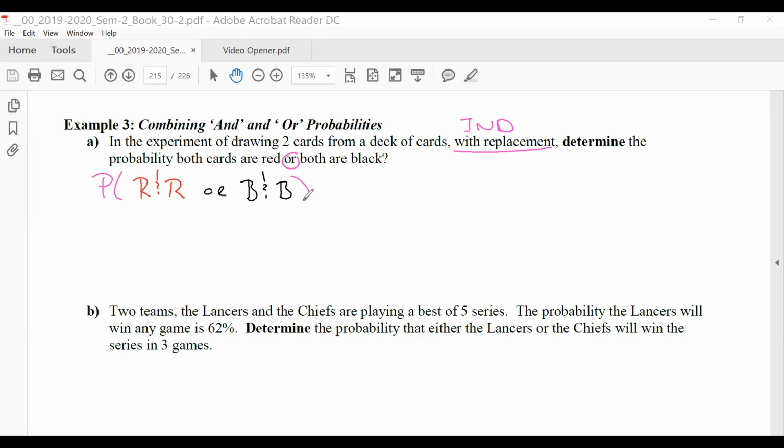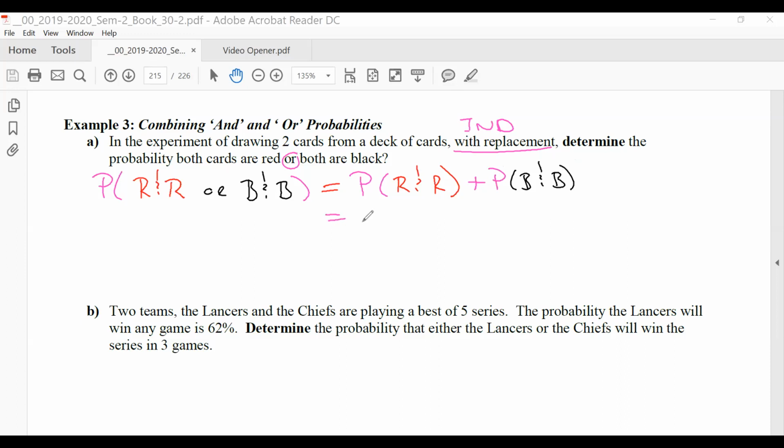All right. Well, these are also mutually exclusive events, aren't they? So since they're mutually exclusive, I'm going to break it up into its respective parts. That's the probability of red and red plus the probability of black and black. So they're mutually exclusive, so I can do that.